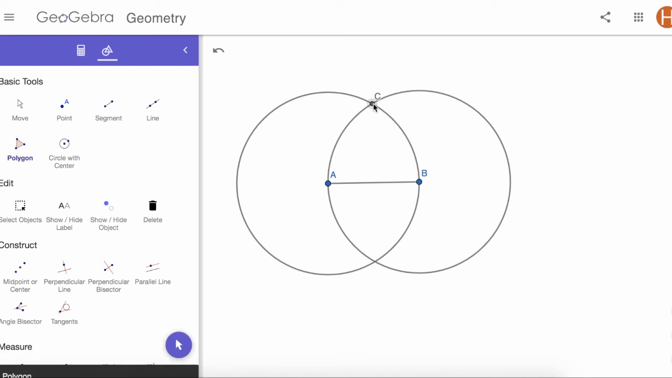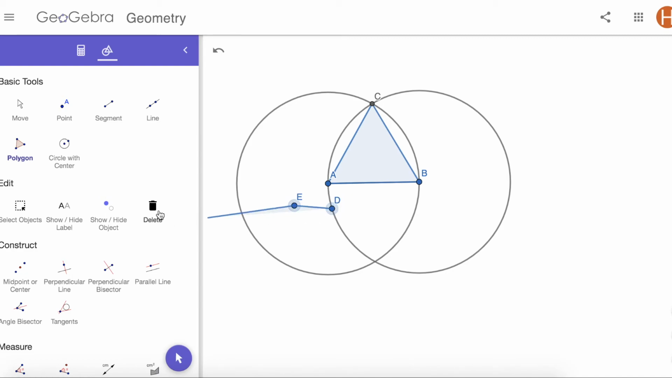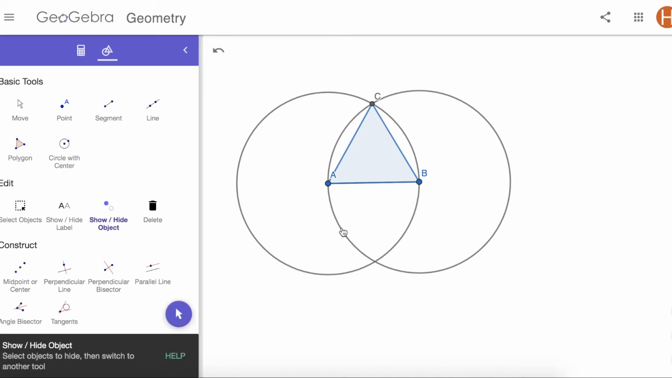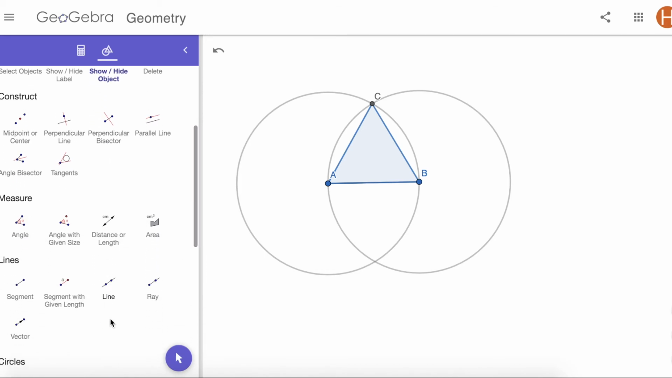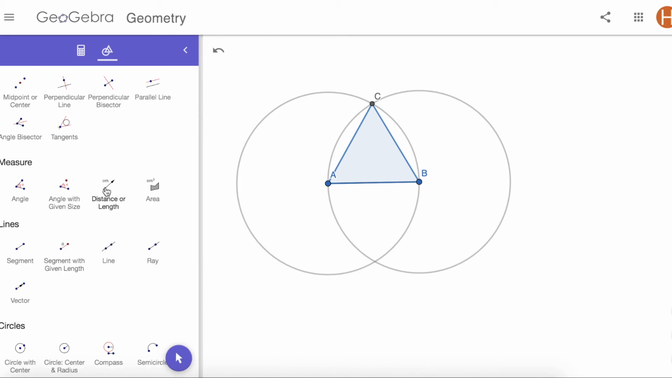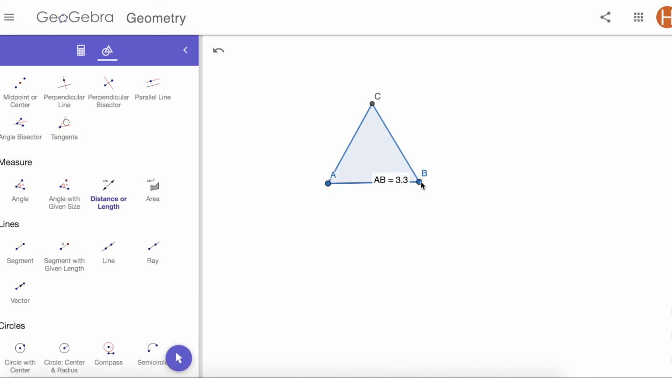I'm going to construct my triangle with the polygon tool. Now I'm going to hide my two circles. Now we need to measure the lengths to C. AB is 3.3, BC is 3.3, and AC is 3.3.